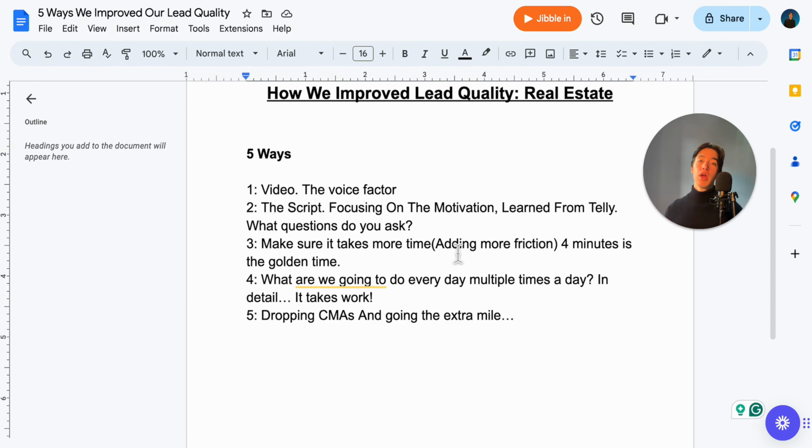The way we think about this is, okay, how many realtors are actually doing this? Nobody. Okay, cool. That's a good way to stand out, because nobody's doing it, right?